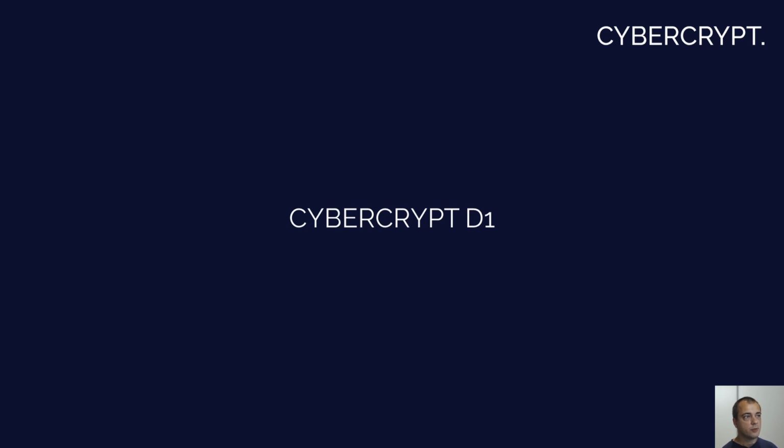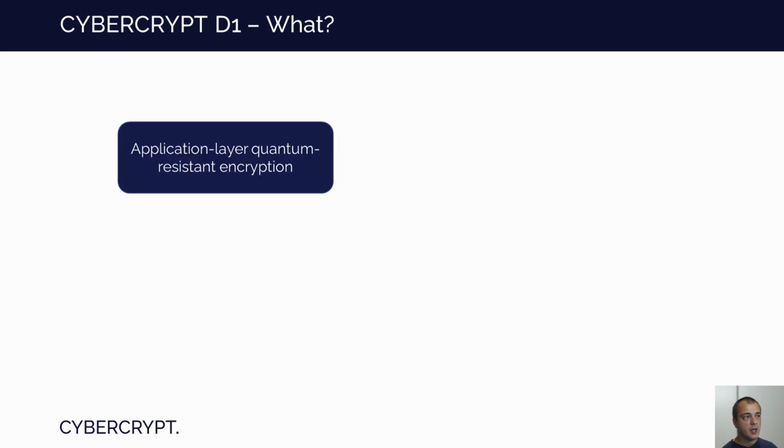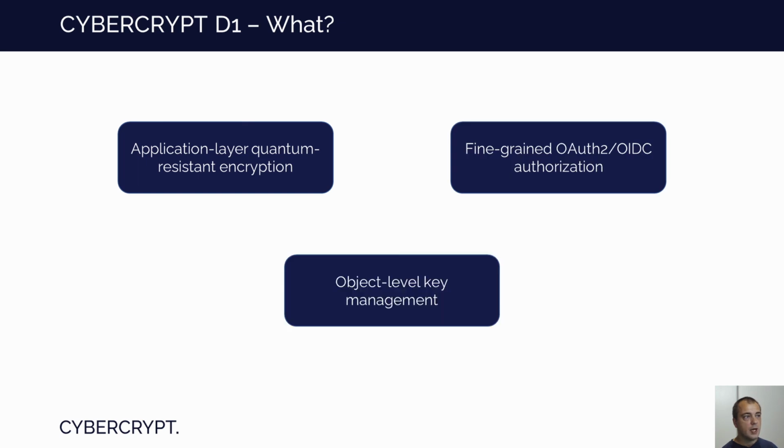CyberCrypt D1 is a product that will help you integrate application-level encryption in your application without any impact on your business logic. What does CyberCrypt D1 provide? It provides application layer quantum-resistant encryption, fine-grained OAuth 2 and OIDC authorization, and object-level key management.